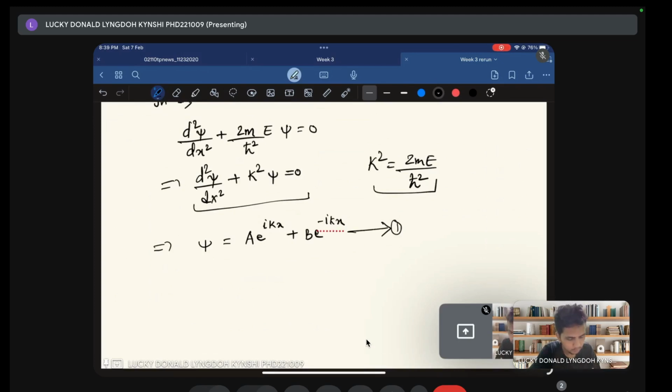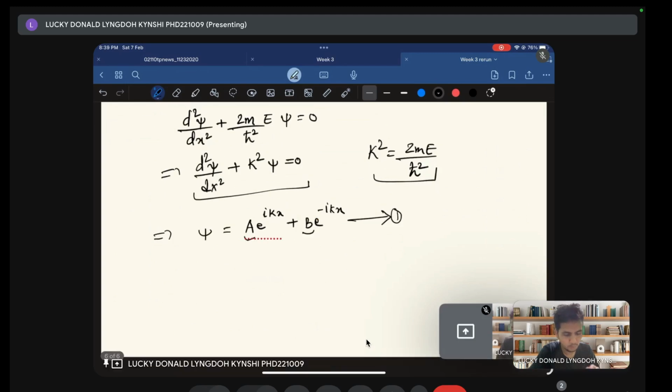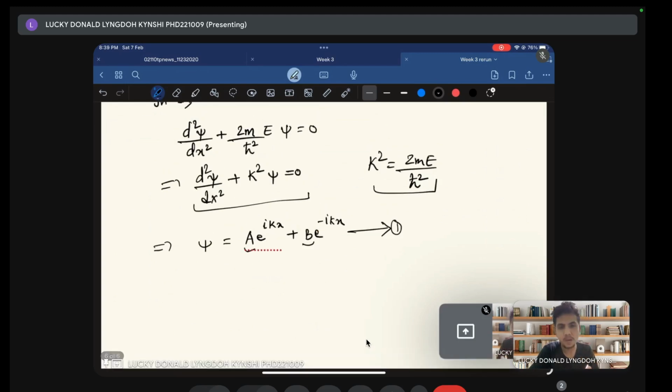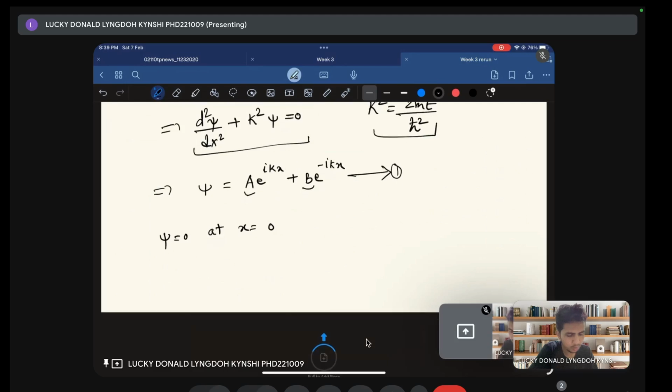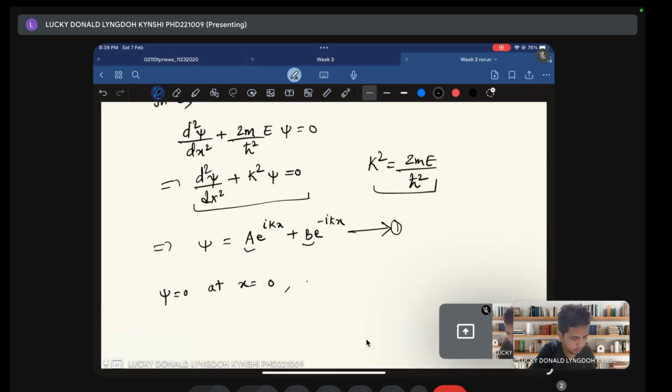Okay, there are two constants here, A and B. So we have to solve for these constants A and B. How do we do that? We have to use the boundary conditions. One of the boundary conditions is ψ equal to 0 at x equal to 0. And ψ is also equal to 0 at x equal to L. So there are two boundary conditions and also two constants, so we can solve this.